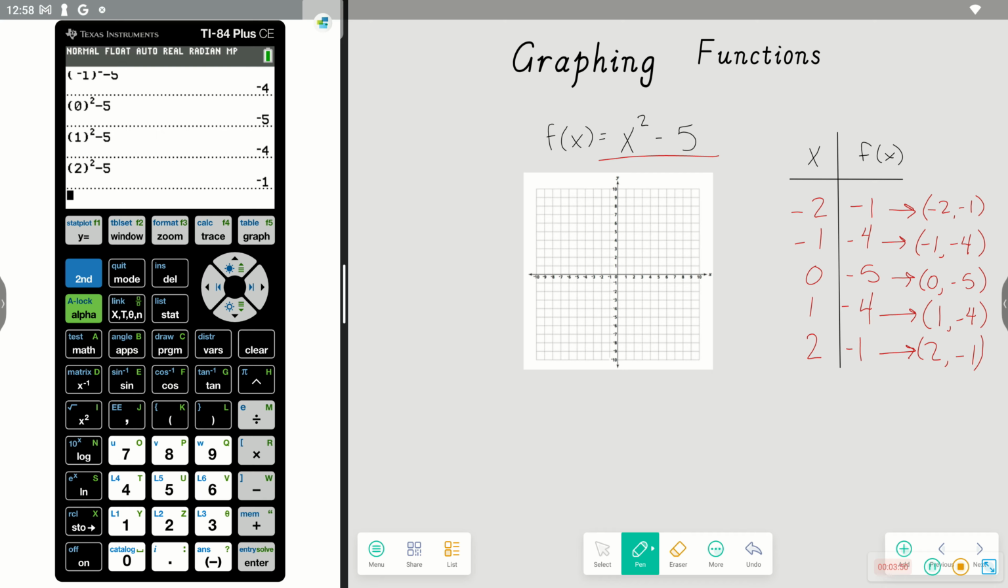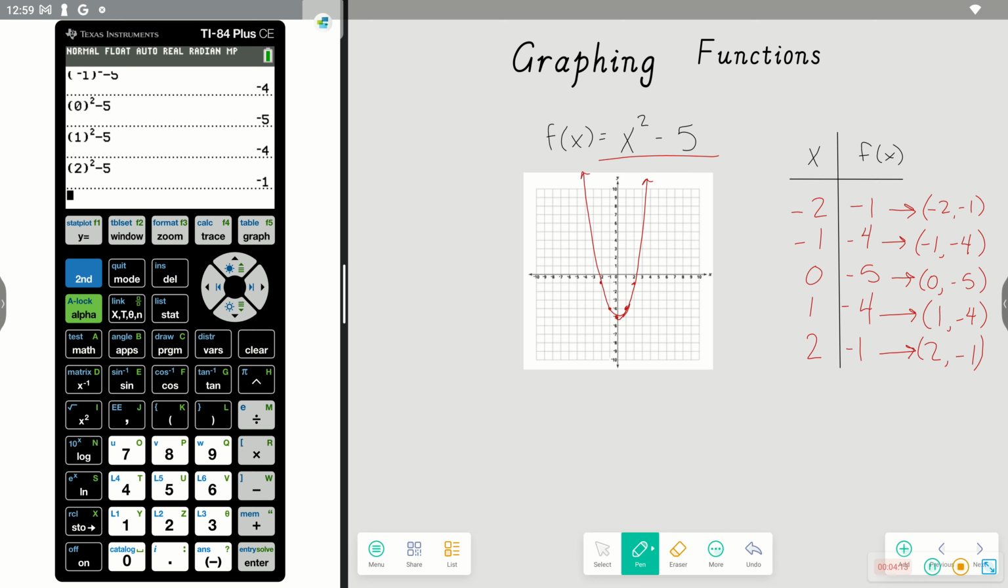Just go ahead and plot those points. -2, -1. -1, -4. 0, -5. 1, -4. And 2, -1. And my graph would look something like this.